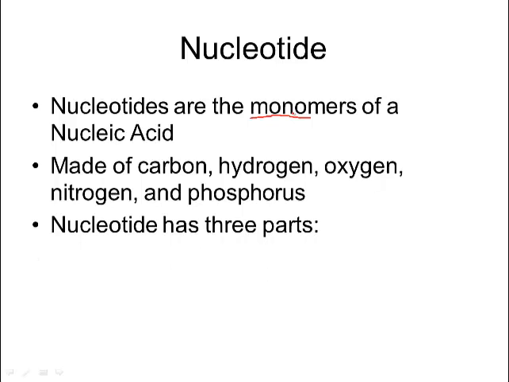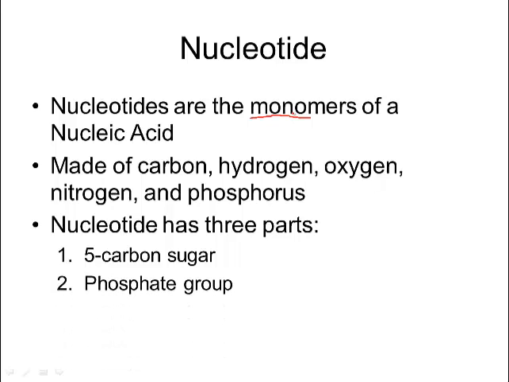And all nucleotides have three main parts that are made up of these different elements. You have a 5-carbon sugar, which is different than glucose, which is a 6-carbon sugar. So this is a 5-carbon sugar. You have something called a phosphate group, which contains phosphorus and oxygen. And then you have your nitrogenous base.